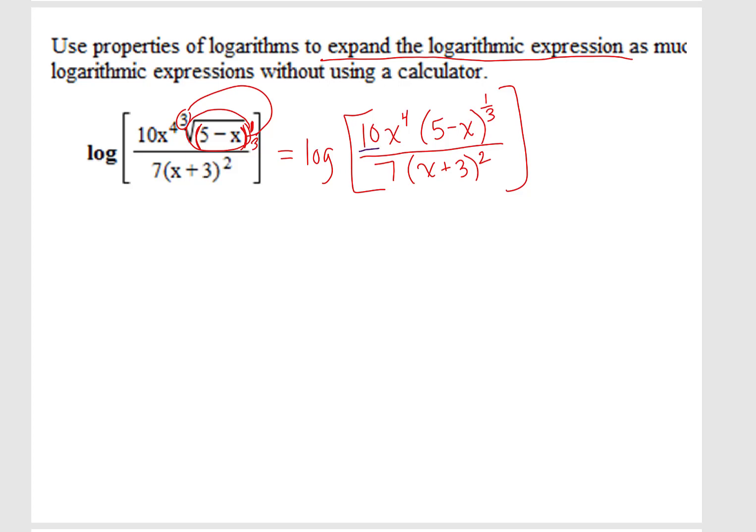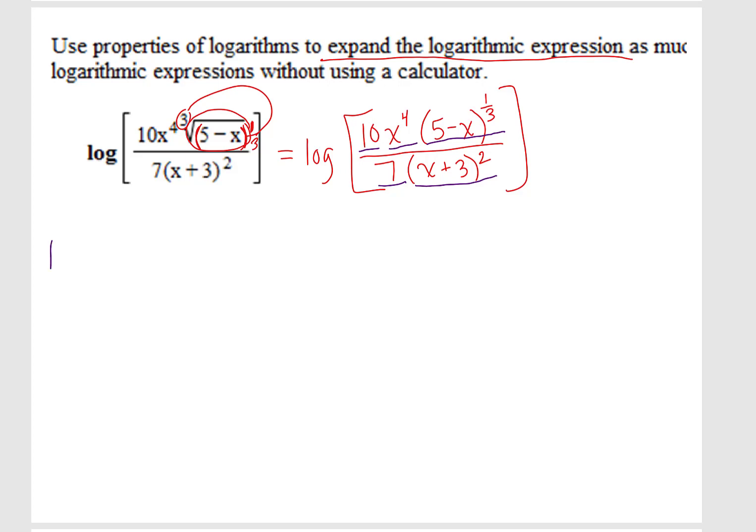So I need log of 10, and then this is being multiplied by x to the 4th, and then this is being multiplied by 5 minus x to the 1/3. Then in my denominator, I have 7, and then my other factor is x plus 3 squared. Okay, so now I see all my factors. I have the ones in my numerator, which I know will be positive, right? And then I'll have the ones in my denominator, which I know will be subtracted.